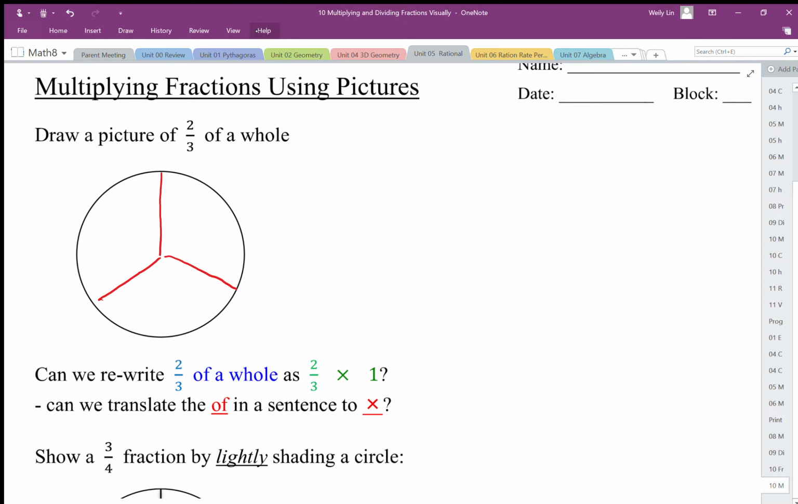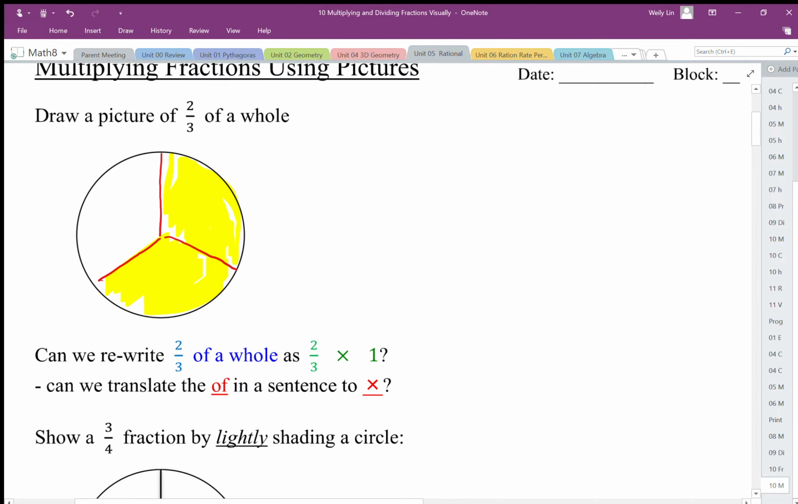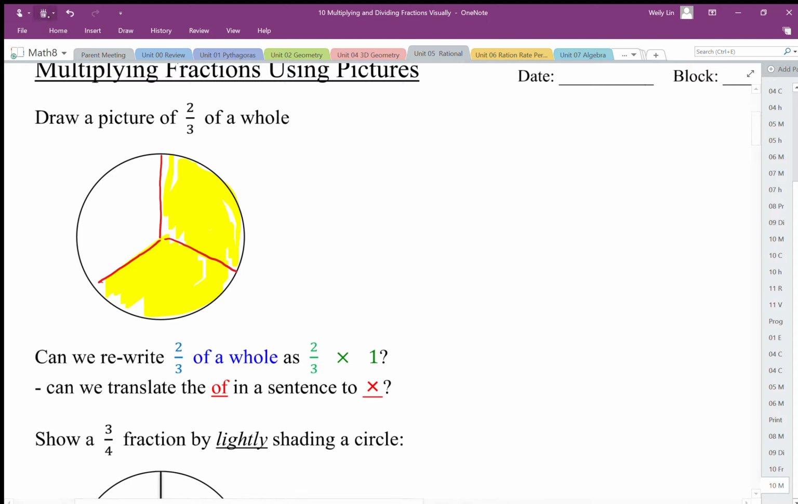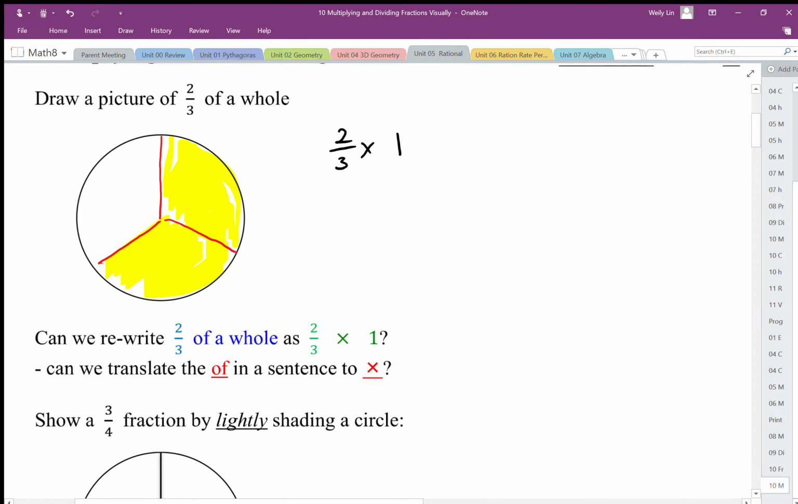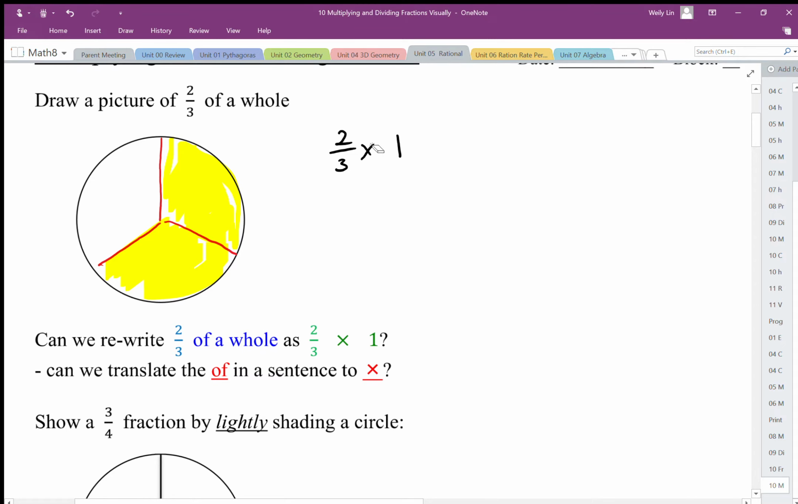Okay, so I'm going to draw my 2/3 fraction. I'm going to shade in 2 out of 3 parts here. And I'm going to look at this as 2/3 of 1 or 2/3 times 1. So what "of" means in mathematics in terms of fractions is we can say 2/3 of a whole would be the same as 2/3 times 1 whole. So we can use this translation of the multiplication as "of" or vice versa.